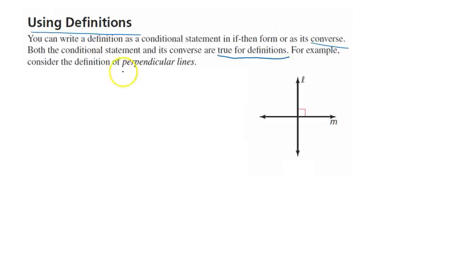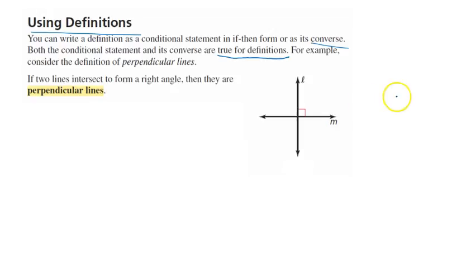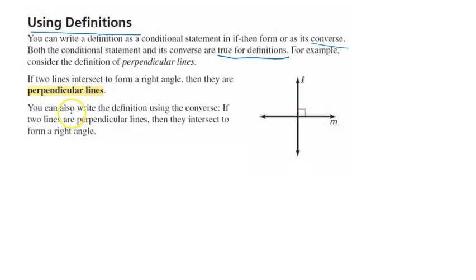For example, check out perpendicular lines. If two lines intersect to form a right angle, then they are perpendicular lines. In the past, we might have seen perpendicular lines are two lines that intersect to form a right angle. So in if-then form, you say if two lines intersect to form a right angle, then they are perpendicular lines. So we can go if-then on that.